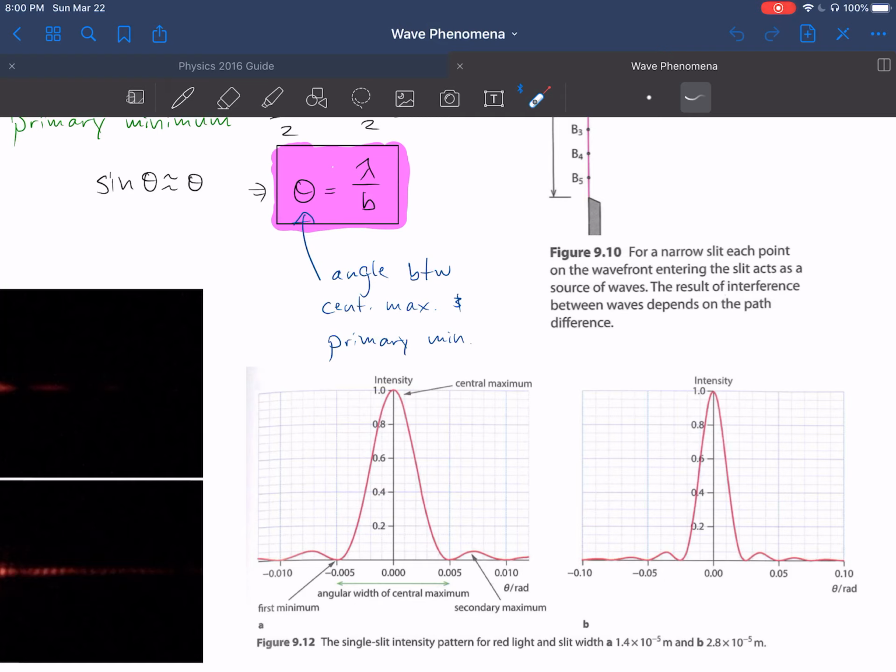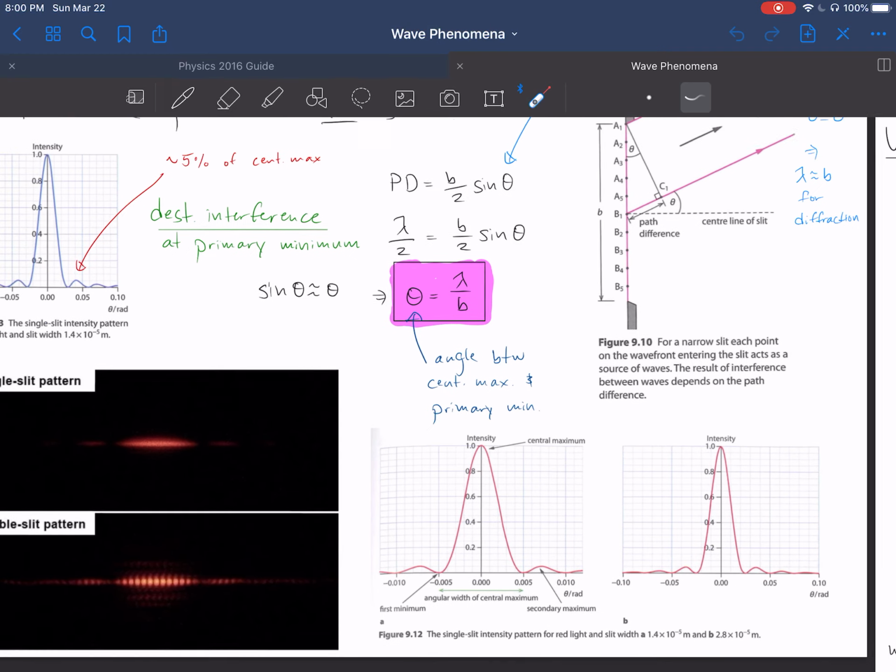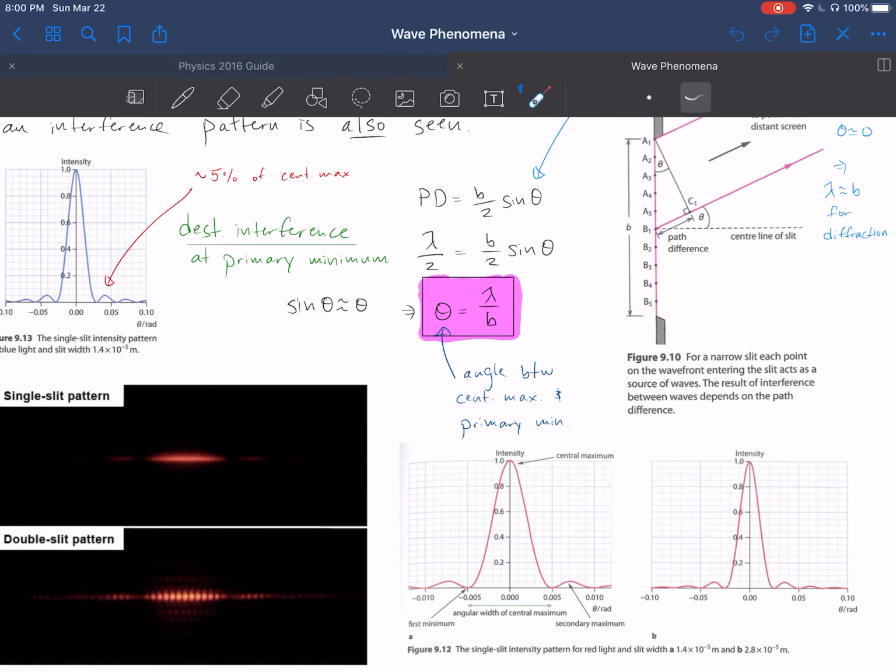Notice that in this graph, the axis of part A is mislabeled. Okay, so this is mislabeled. They should be the same powers of 10 on each of these axes. But that is the relationship between the slit width and the angle between the central maximum and primary minimum.